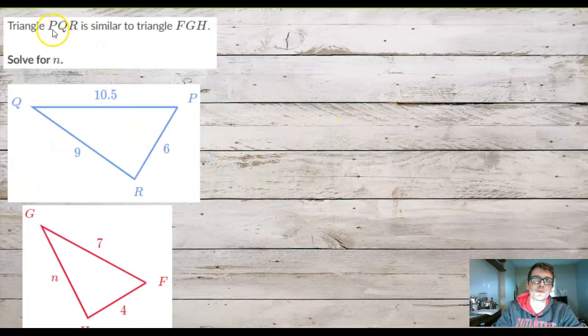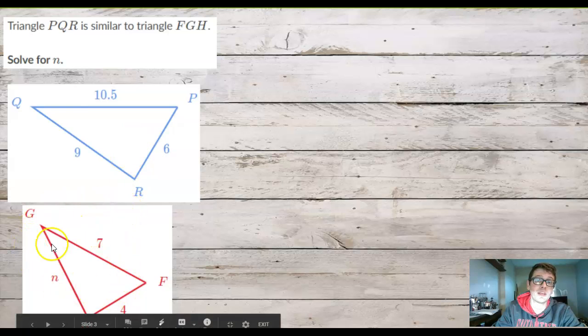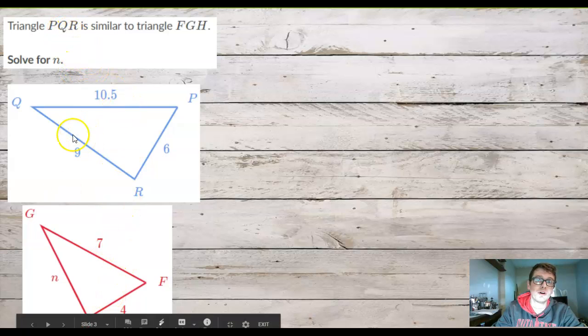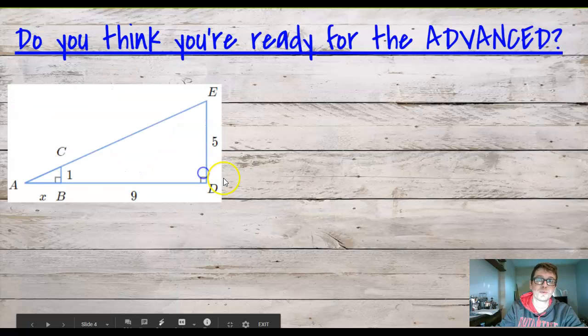So in these triangles, just pay attention to the order given in the similarity statement. Sometimes they reflect or rotate in a weird way. So PQ here, 10.5, our top side, relates to FG, right? So top to top. And then QR is our bottom here, to GH, also our bottom. Be careful though. They like to flip triangles in weird ways, so the bottom might not be the bottom here. So just watch out for those.